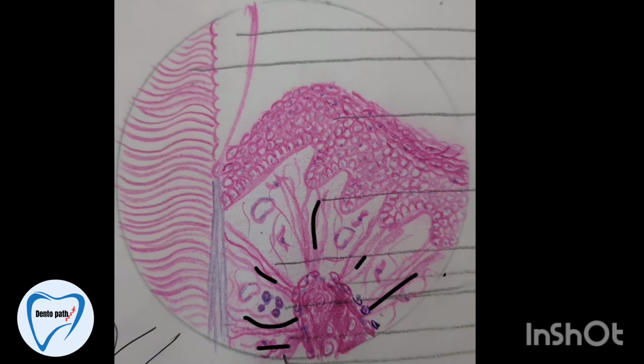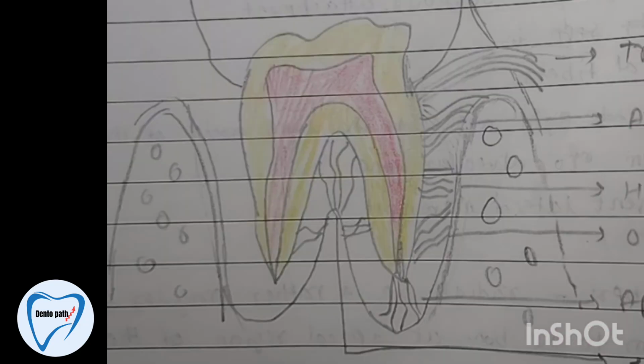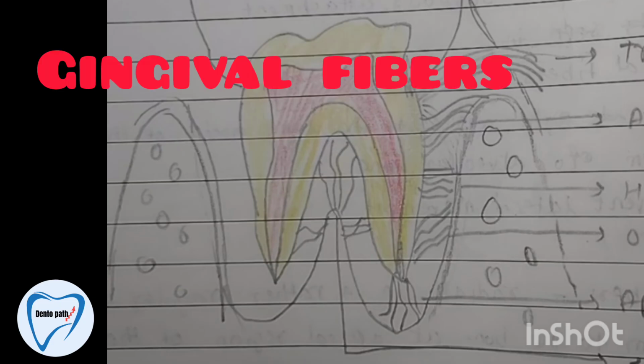According to their position, they are named as dentogingival fibers, circular fibers, transseptal fibers, and transgeminal fibers. We will now see the macroscopic diagram of the gingival fibers. The connective tissue of marginal gingiva is densely collagenous. It contains the prominent system of collagen fiber bundles that are known as gingival fibers.